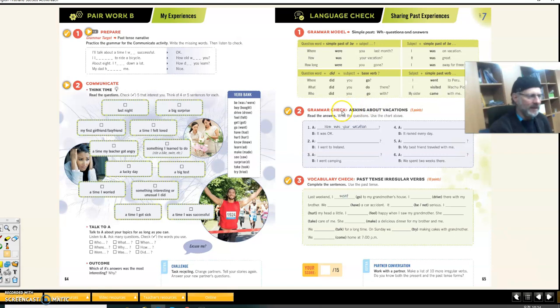All right, so let's look at number 2, grammar check, asking about vacations. So you can score yourself. Why not? Write the questions. Use the chart above. So why is it 5 points? Well, the first one's been done for you. So try to do these on your own and score yourself. Give yourself a grade, a score. Okay, you can pause it.